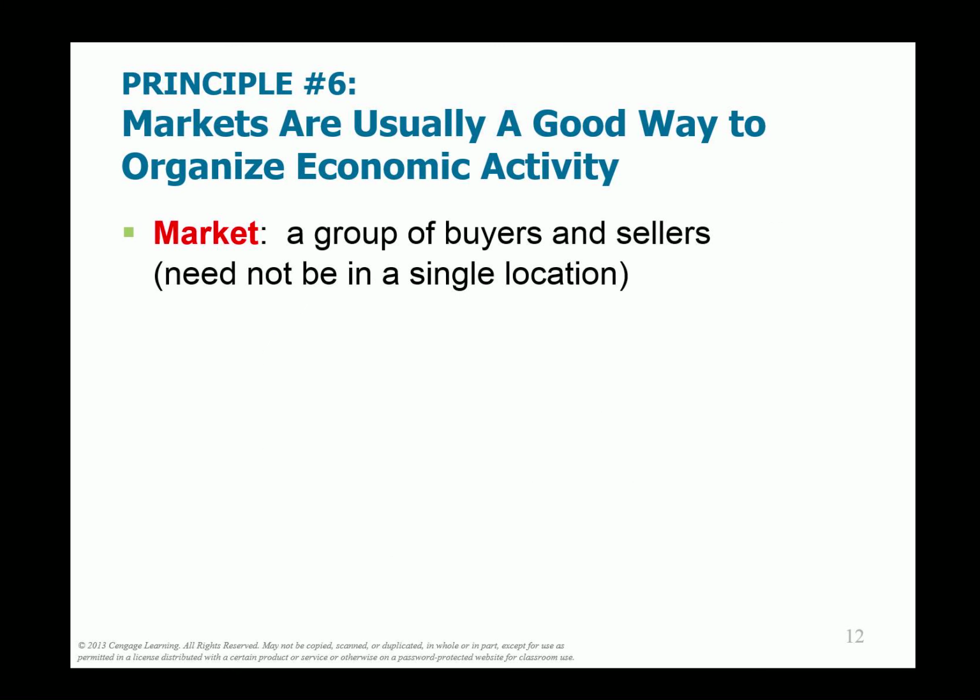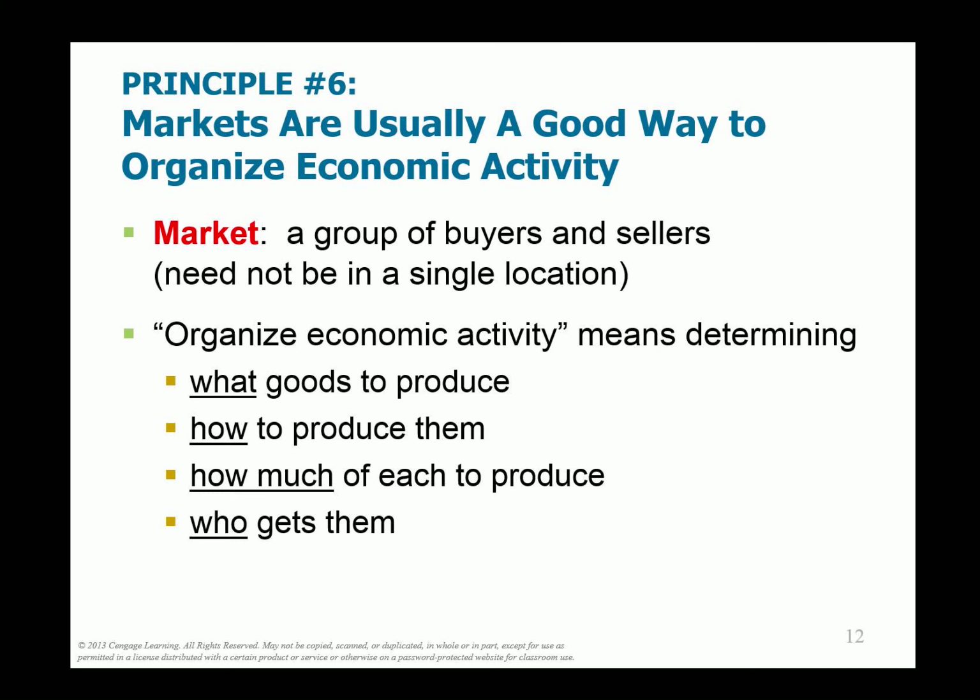All right, markets are usually a good way to organize economic activity. This is principle number 6. A market is a group of buyers and sellers. It doesn't have to be in a single location. eBay is a marketplace, and nobody's located in one place. Organized economic activity means these things right here: what to produce, how much, and who gets them.